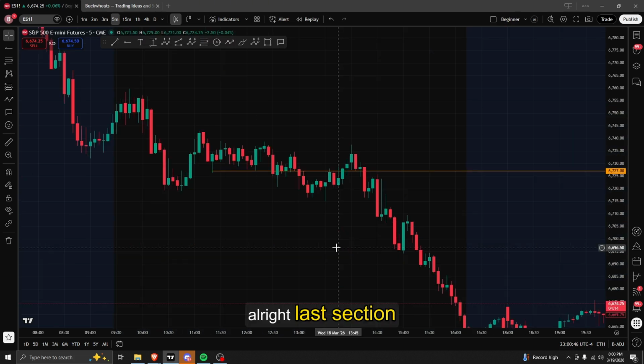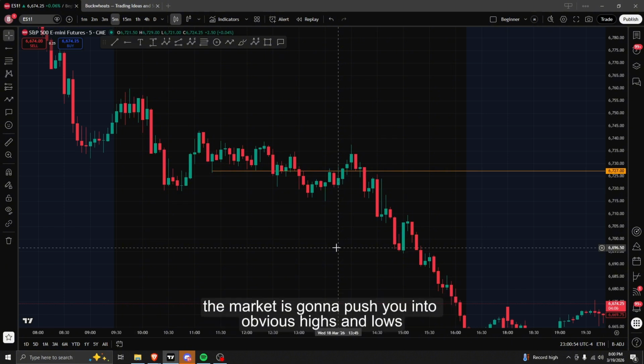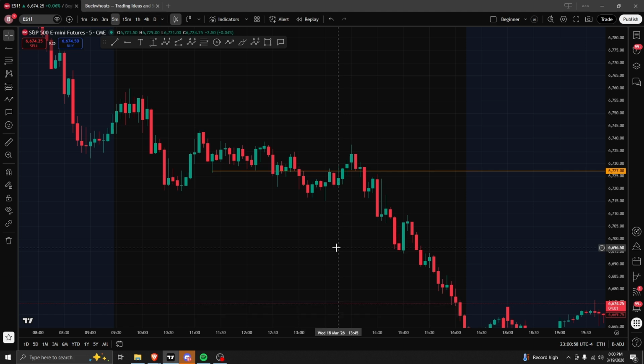All right, last section, liquidity and sweeps. So liquidity is one of the reasons why price doesn't always move cleanly. The market is going to push you into obvious highs and lows or equal levels before showing the real move. And that's because those areas tend to hold stops and breakout entries, and it traps a lot of traders.